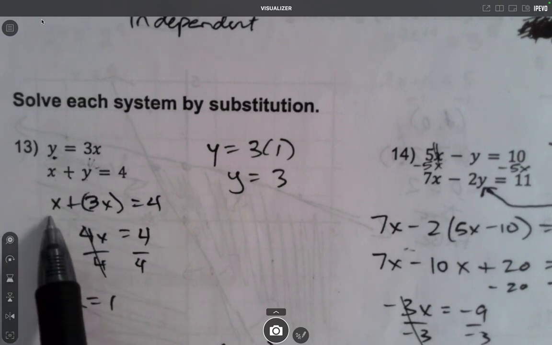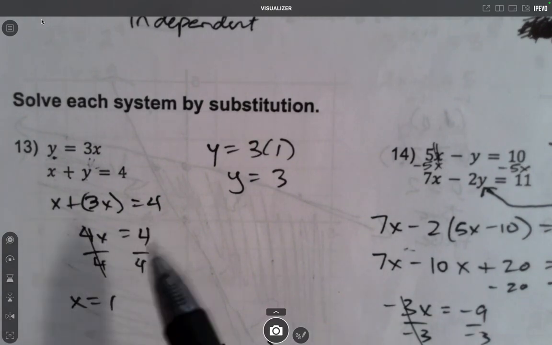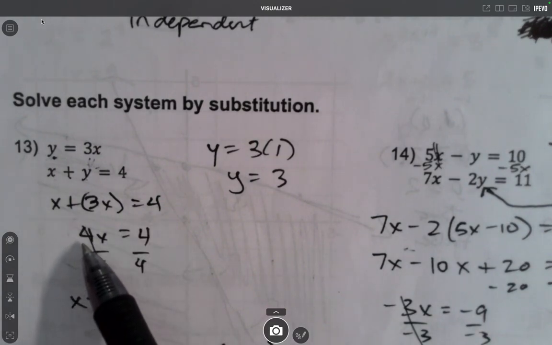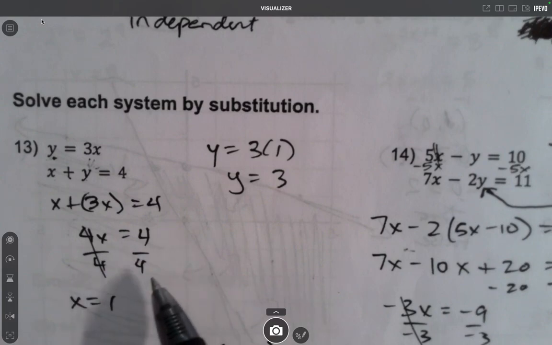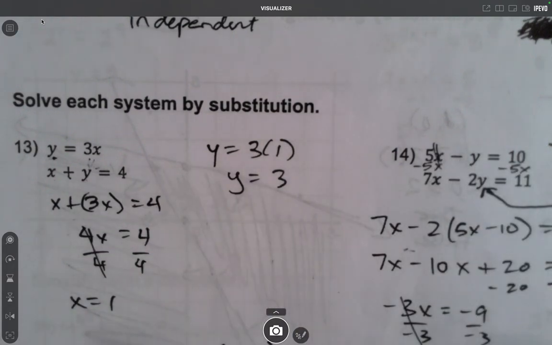1x plus 3x equals 4x. And then x is being multiplied by 4, so to get rid of that, we need to divide both sides by 4. These 4's cancel, and 4 divided by 4 is 1. So we've got half the solution. We know the x value, but we also need to know the y value.